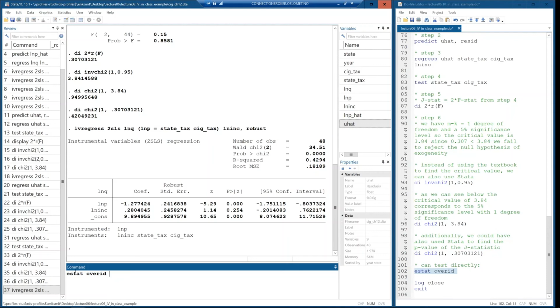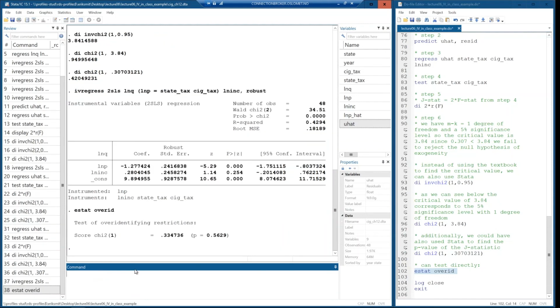Estat is a function which enables you to run tests on the results from statistical methods. So in this case, we have the over-identifying test, and we see here that we have a chi-squared score of 0.33, which was quite close to the number which we got from the manual method.